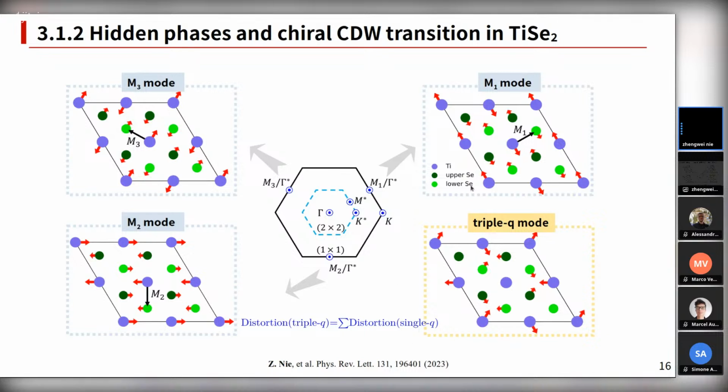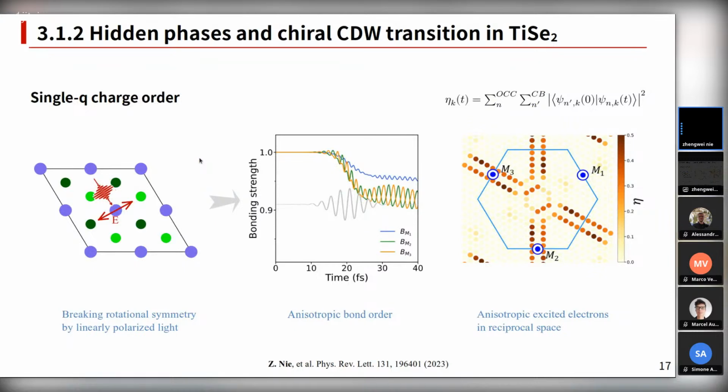And if we superimpose these three single Q modes together, we can get this pattern. It is called the triple Q mode. It is irreducible, and it is thought to be the ground state in experiments. But the single Q mode is a metastable mode, and it is barely studied in previous research. And in our study, we try to induce such a single Q mode from the triple Q mode.